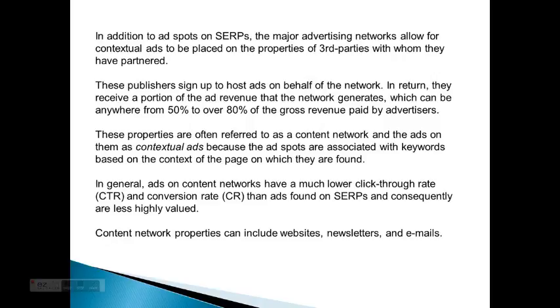In general, ads on content networks have a much lower click-through rate, CTR, and conversion rate, CR, than ads found on SERPs and consequently are less highly valued. Content network properties can include websites, newsletters, and emails.